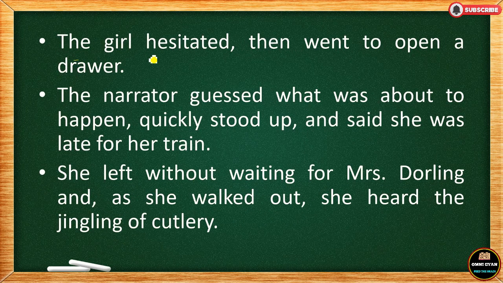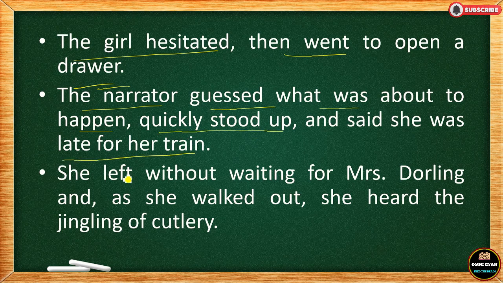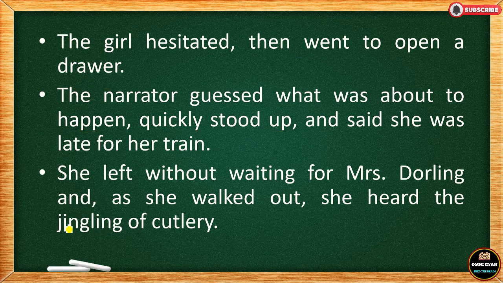Now the girl hesitated a little bit, then went to open a drawer. तो लड़की ने थोड़ा hesitate किया in the beginning, but then she went on and she opened a drawer, and the narrator already guessed what was about to happen. She quickly stood up and said she was late for her train. So when the girl opened the drawer, the narrator had already guessed what the girl was about to show her. All right. And even before seeing that thing, the narrator stood up from her chair, and she told the girl that I cannot wait for Mrs.